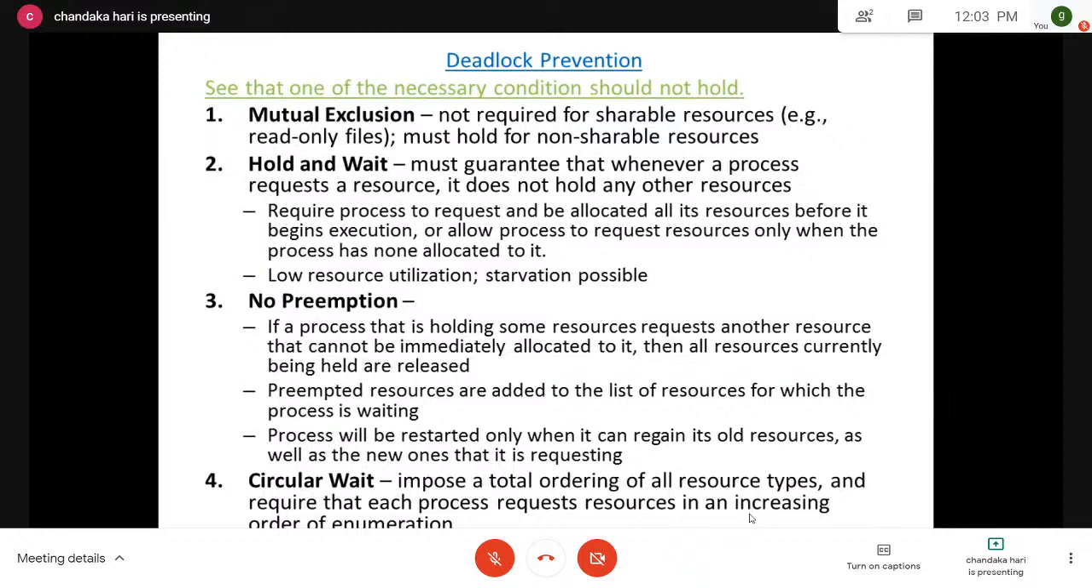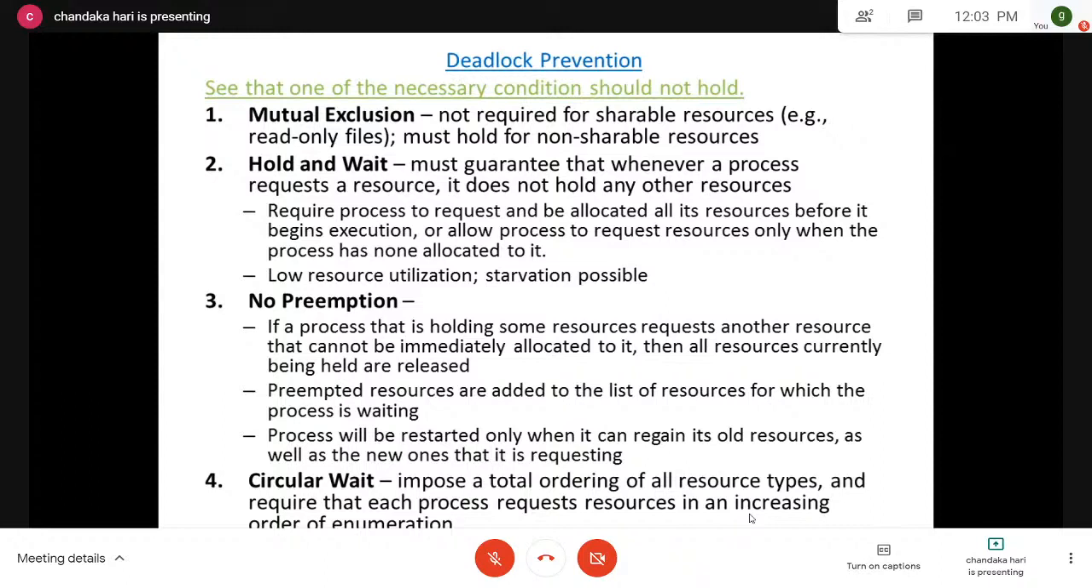The solution we are looking at is that we must guarantee that whenever a process requests a resource, it is not held by anyone. So you please try to see that whatever resource you are requesting should not be locked by any other process. How can you guarantee that?